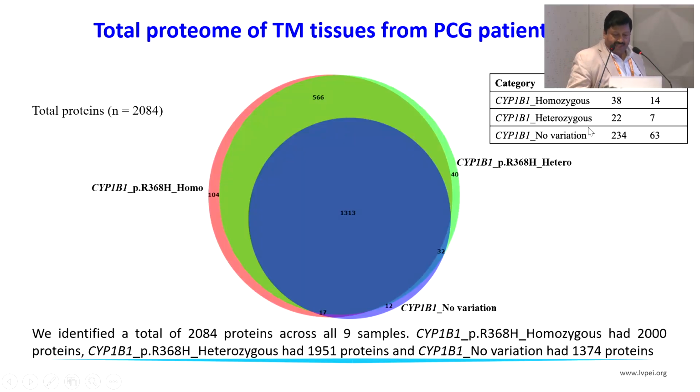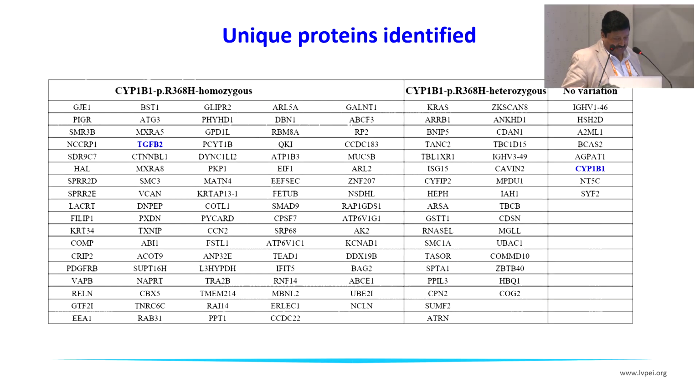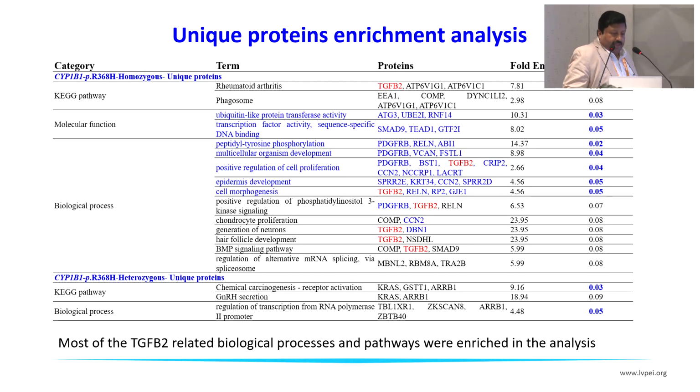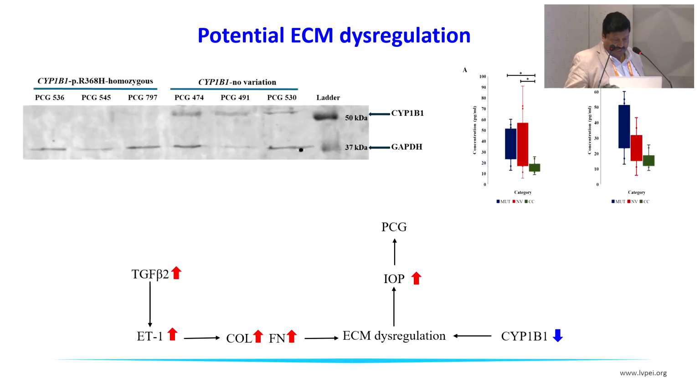And we found that there are certain unique proteins which are present in the trabecular meshwork of these patients. What we found is that homozygotes have an overexpression of TGF-beta, and those without variations, which are PCG but no variations in CYP1B1, have a higher expression of CYP1B1. These unique proteins, the TGF-beta, are upregulated or enriched in homozygous cases as opposed to those who are heterozygous.